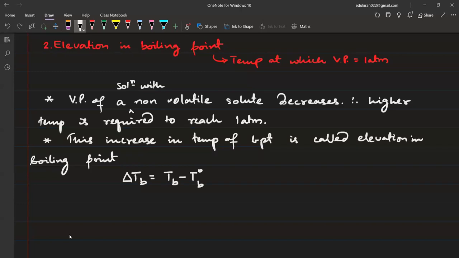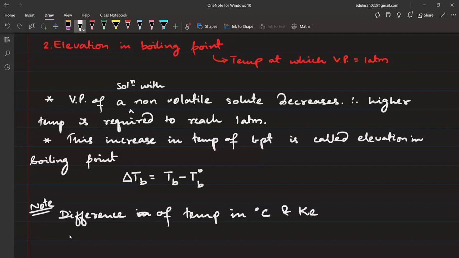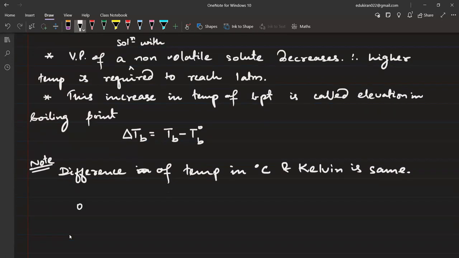Now if you look at the graph, just one note here, please write. Difference of temperature in degree Celsius and Kelvin is the same. That means, for example, if I go from 0 degrees Celsius to 5 degrees Celsius, what is the change? A change of 5 degrees Celsius. Similarly, if I go from 273 to 278, that is the Kelvin scale change, and the change is 5 Kelvin. Even though we have 0 written and 5 written, the change is always the same.